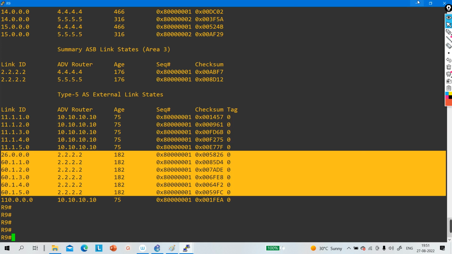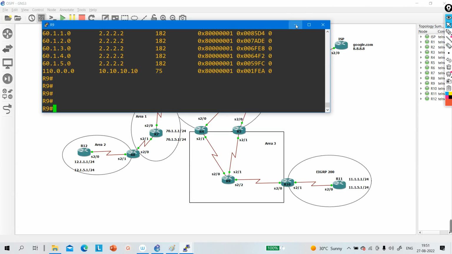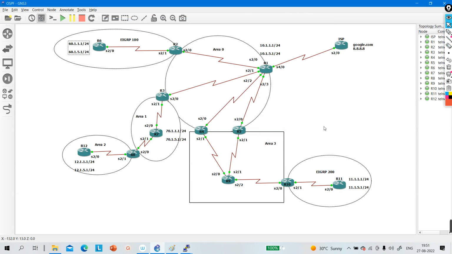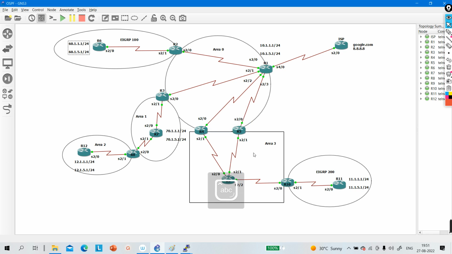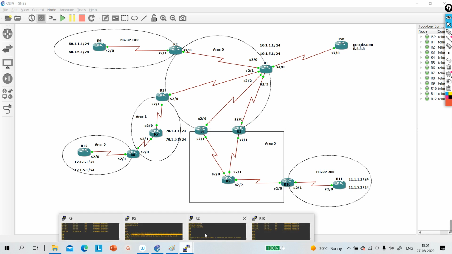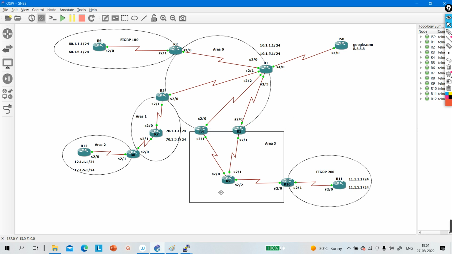Now if you want to reduce the size of this database of router 9, first of all I will configure a stub area. I will configure this area as a stub area. How will you configure a stub area? Go to router number 4, router number 5, router number 9, and router number 10. These 4 routers are members of area 3. So here you have to tell these routers that area 3 is what?